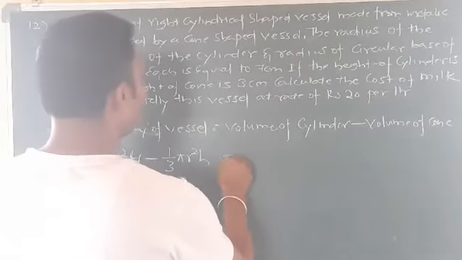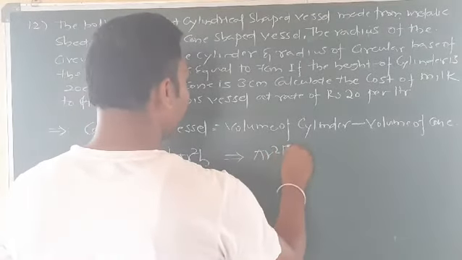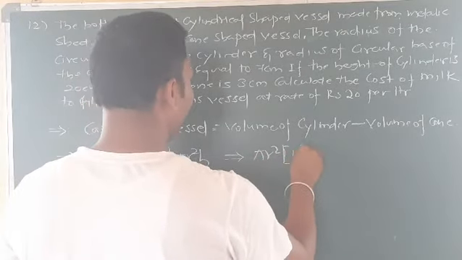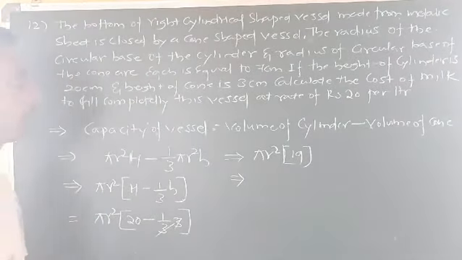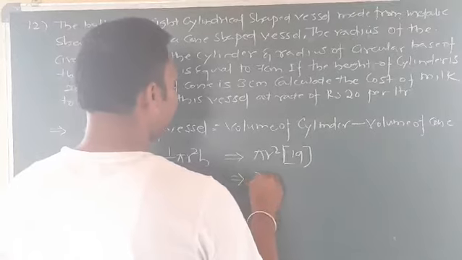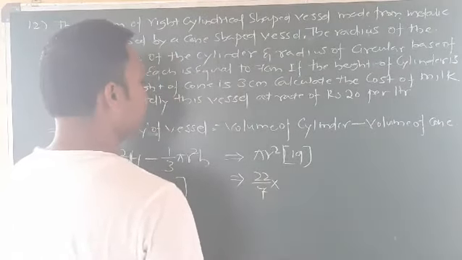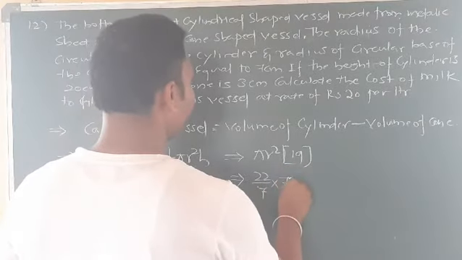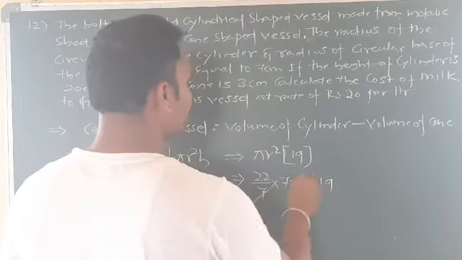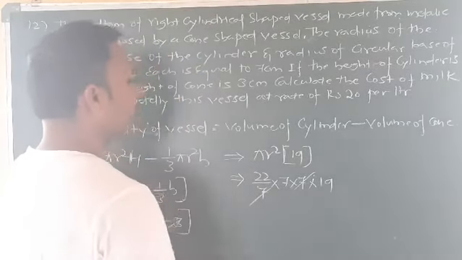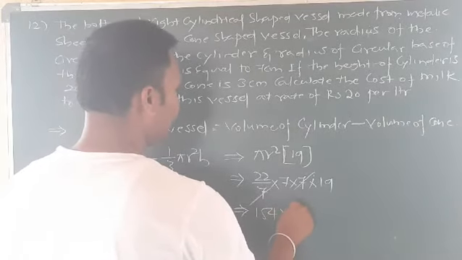Okay, now next we have pi r square as it is, so remaining 19 here. So this implies 22 by 7, we have r square, we have r, so it is 7 into 7 into 19, and this 7 will cancel here. Now 22 into 7 is 154 into 19.